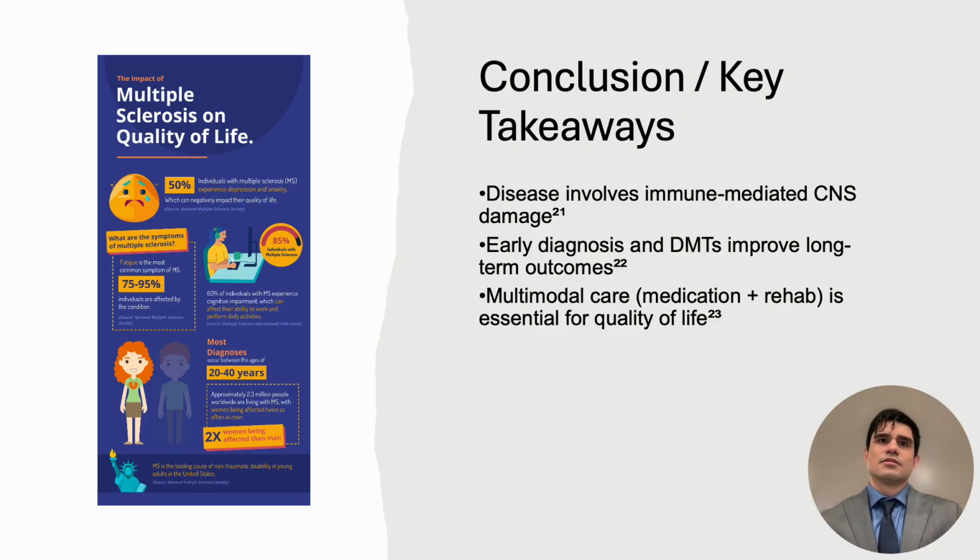So in conclusion, this immune-mediated disease damages the central nervous system, myelin, and axons. Early diagnosis and use of disease-modifying therapies improve long-term outcomes. Multimodal care also improves long-term outcomes. Combining medication and rehabilitation is essential for maintaining patient quality of life. Understanding the disease's mechanisms and treatment strategies is crucial for improving outcomes and guiding future research.